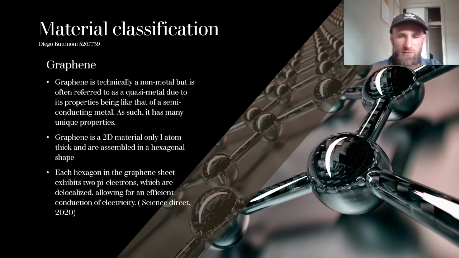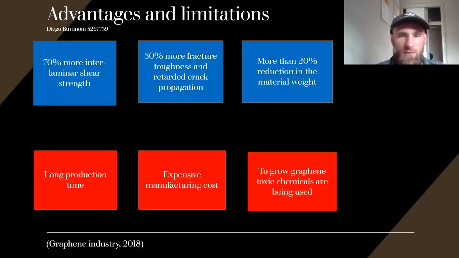Graphene is a 2D material, one atom thick, and has 2p electrons on top of it that allow an efficient conduction of electricity. For advantages and limitations of this material, we can see that it has a 70% internal shear strength, a 50% increase in fracture toughness, and 20% less material weight.